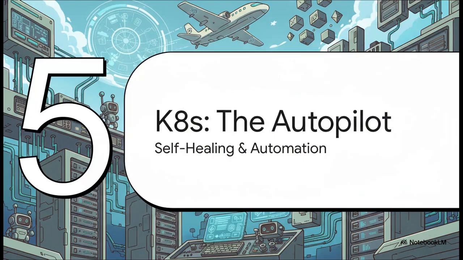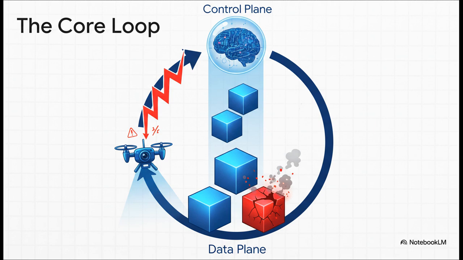This clean separation of concerns, this split between the brain and the brawn, is exactly what makes Kubernetes so powerful and resilient. It basically functions like a really sophisticated autopilot system. So let's just recap this core loop one last time. The control plane, our brain, defines the destination, the desired state. The data plane, our hands, does the actual work to get there. And those controllers, they are constantly watching, making sure the actual state never drifts away from that desired state.